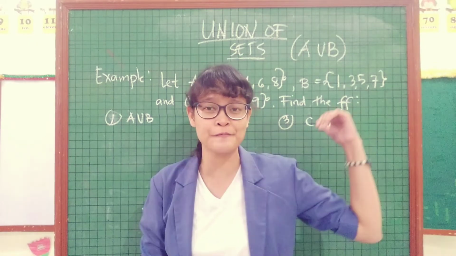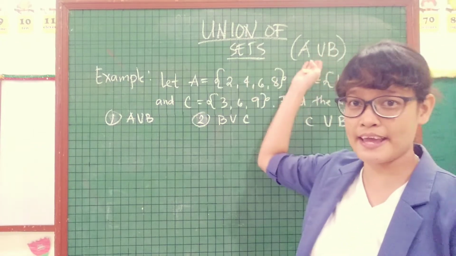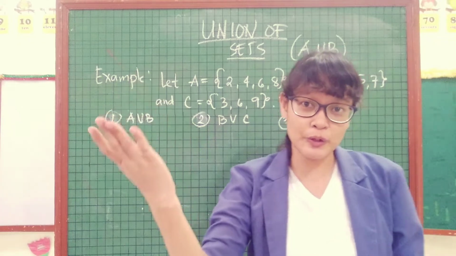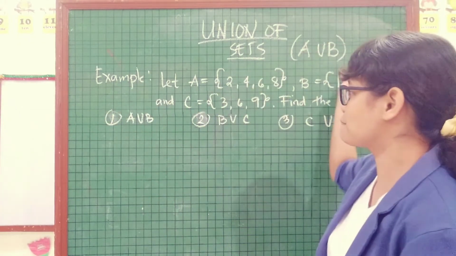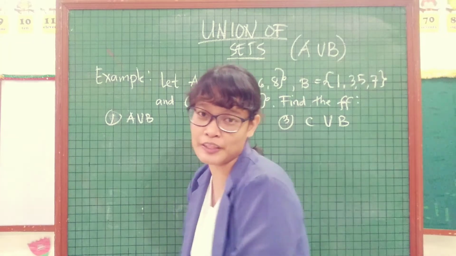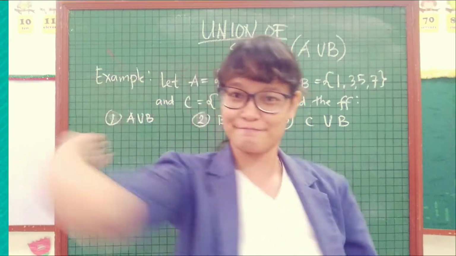The union of sets is denoted by A, and then you have this symbol right here, which is read as union. So you have A union B. Without further ado, let us now start the discussion, and I want you to buckle up if you're in for another fun Mathful Rush.